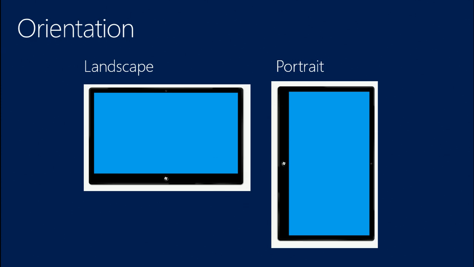The accelerometer, sorry? It's the accelerometer, okay. That can detect and will change the orientation. And if people can go into portrait mode, it means they will. So you need to design your application for portrait mode.